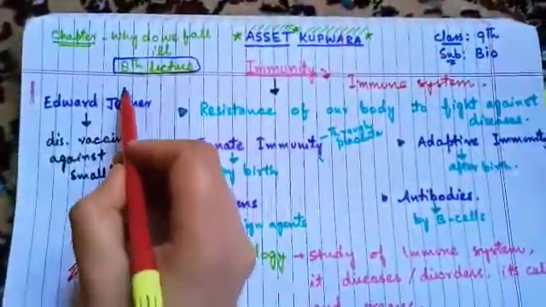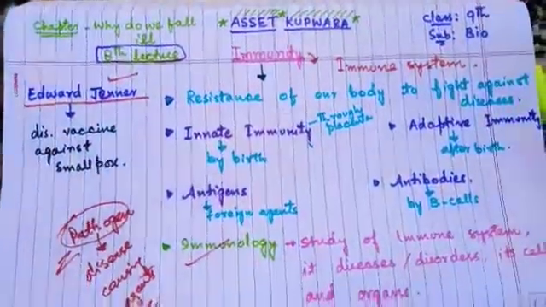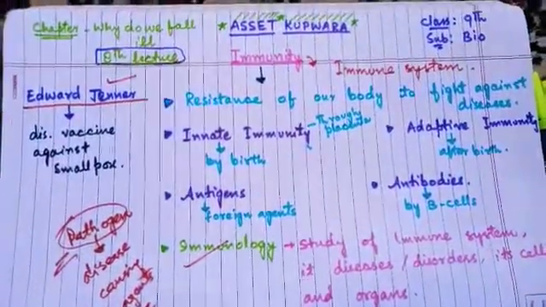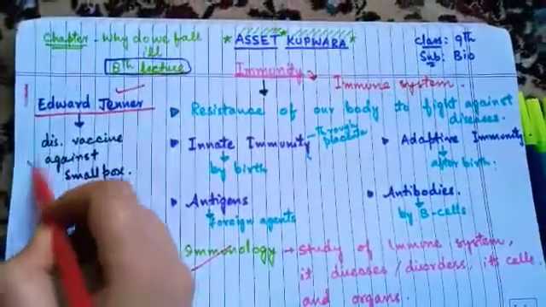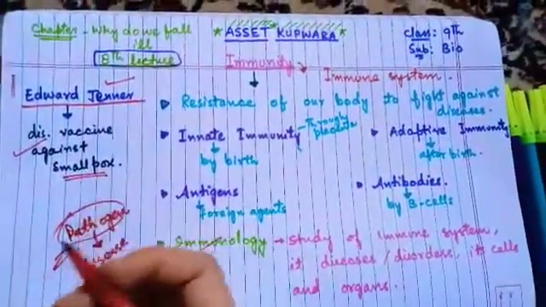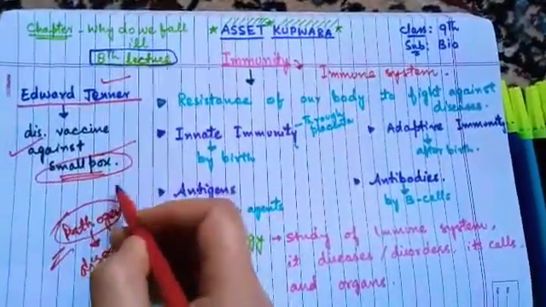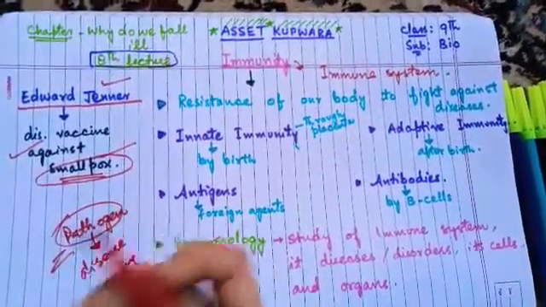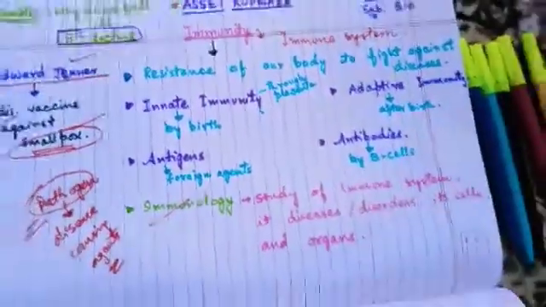Edward Jenner, you will remember here, Sir Edward Jenner was a scientist who is called the father of immunology. Why is he called the father of immunology? Because he discovered the first vaccine against smallpox, and this disease, smallpox, is now fully eradicated. Not a single patient of smallpox is living on the earth nowadays.